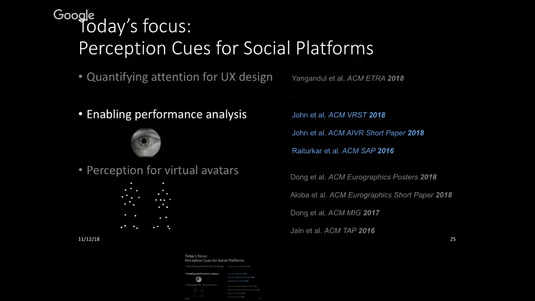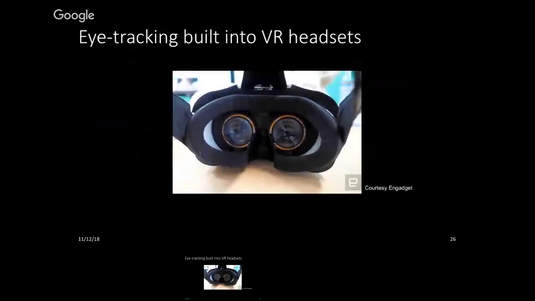So eye tracking is now being built into virtual reality devices. This offers a very nice environment for eye tracking because it's controlled. You can calibrate it exactly. The user is not going to move. It's going to be attached to the head. VR headsets are having eye trackers built into them.